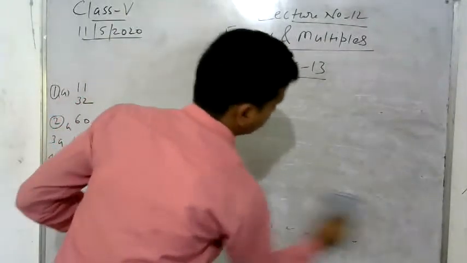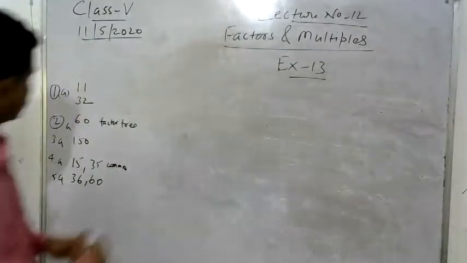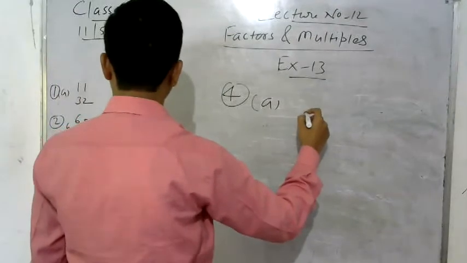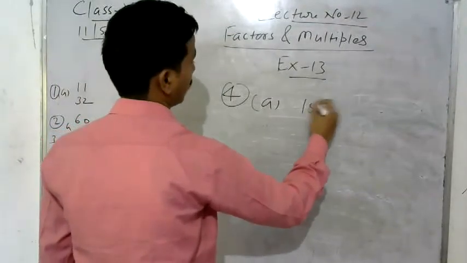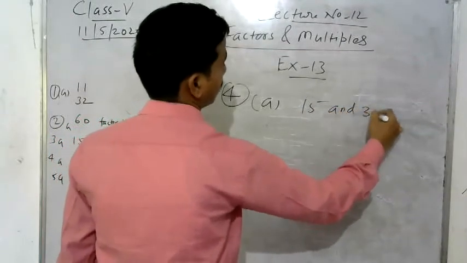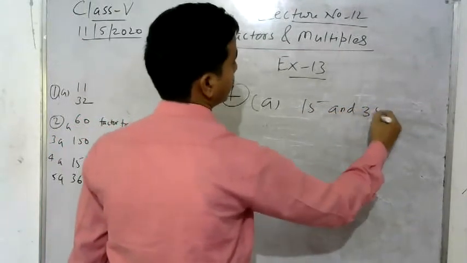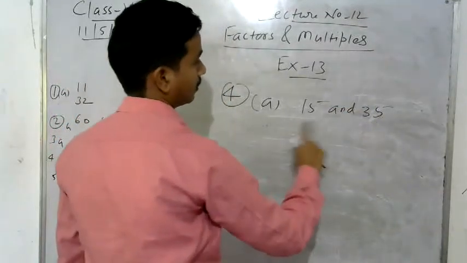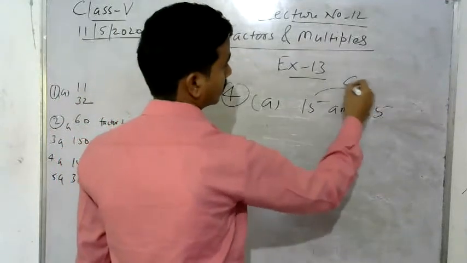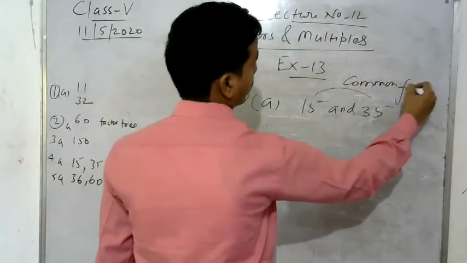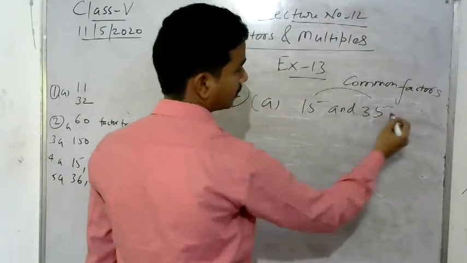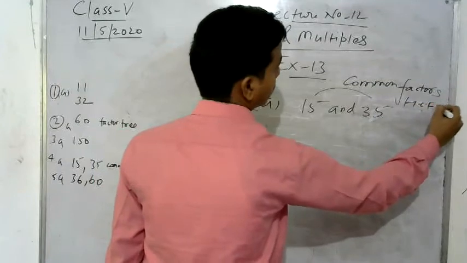Now question number 4a. We have to find all the factors of 15 and 35, and hence find the HCF. We have to find all the common factors of 15 and 35 and hence find the HCF.